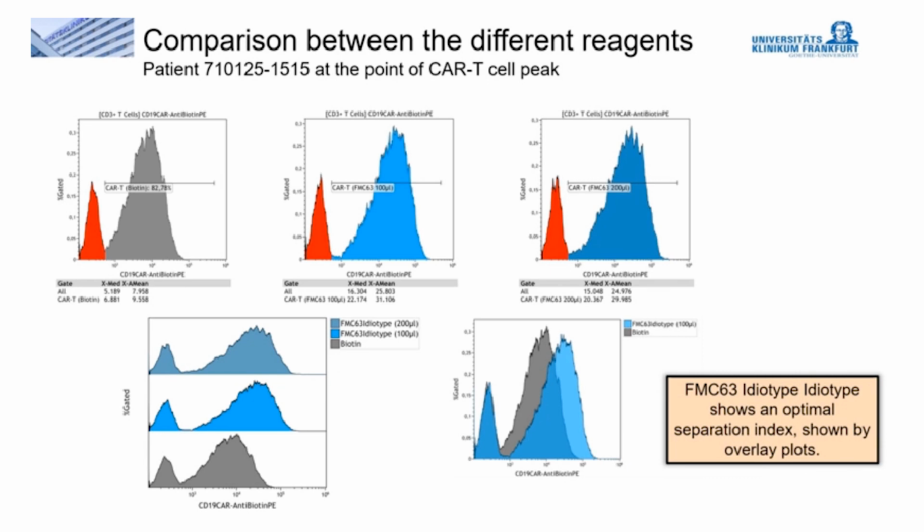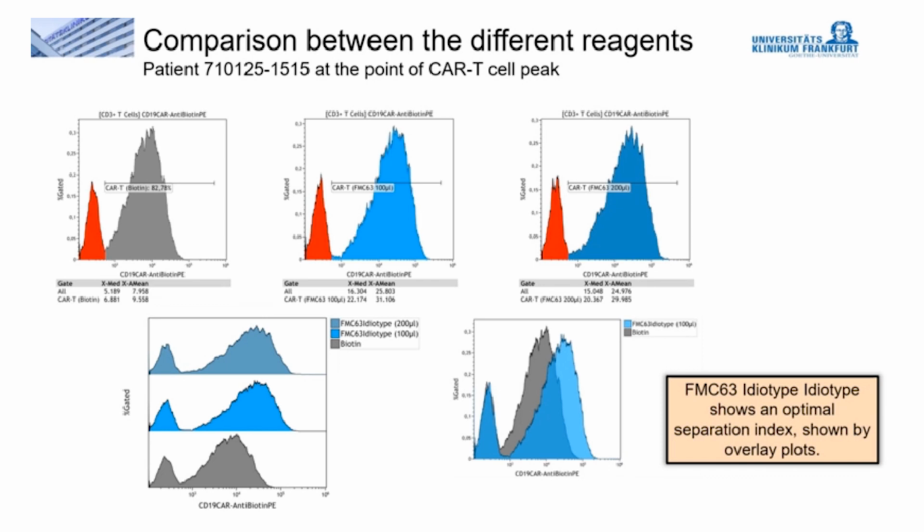The FMC63 idiotype shows the best separation index, however, with the original stain, positive and negative fractions can also be separated very well. When you have a very low CAR T-cell expression density, this may be due to patient variability or samples that are just peaking and showing strong signs of exhaustion, the advantage of the better separation index of FMC63 takes hold.